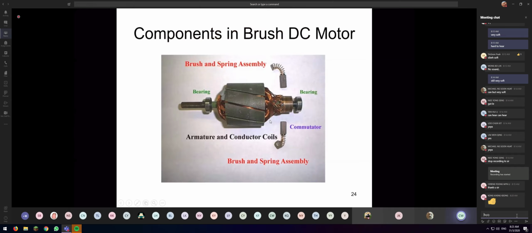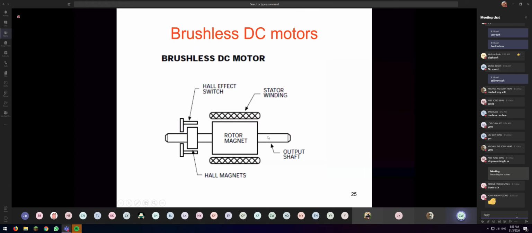And because the brush DC motor has the problem of wear and tear and is also very dirty, slowly they are moving to the brushless DC motor. That's why you can see most of the DC motors used in your computer CPU, your cooling fan, are actually based on the brushless DC motor. That's why they can work at a very silent speed, because there is no contact.